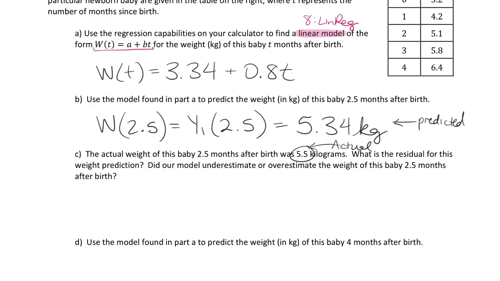Okay, wait, let's do numbers to make sure. If we're finding the residual, it is always the actual minus the predicted. The actual we were given was 5.5. The one that we predicted was 5.34. So if in your calculator you do 5.5 minus 5.34, what do you get?